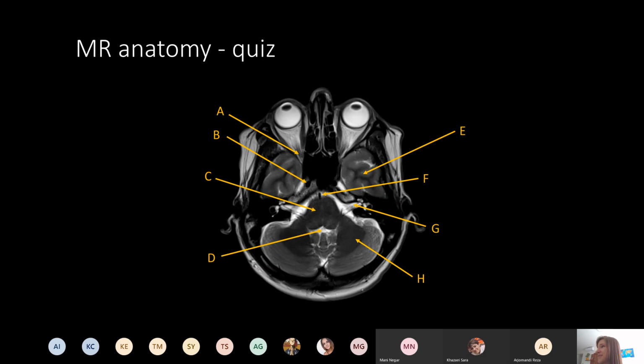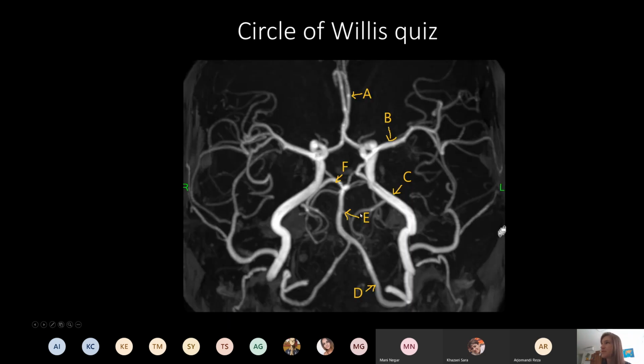And then there's another MR scan. This is a lower section. I'm going to tell you the structures to speed things up. So A is the optic nerve. B is the internal carotid artery on the right and on the left. C is the pons. D is the fourth ventricle. E is the temporal lobe. F, basilar artery. G is the inner auditory meatus, so you can see the inner ear here. H is the cerebellum.